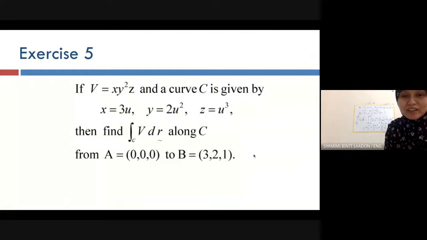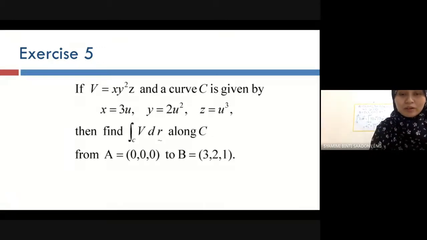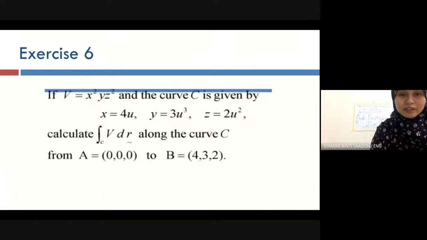So just a normal integration. It's just that we have to rewrite the function in terms of u, because the value is given in u, and then just combine the vector dr and multiply with vector v. So the same thing, try to do the same thing for exercise example 6. Okay, the same method.